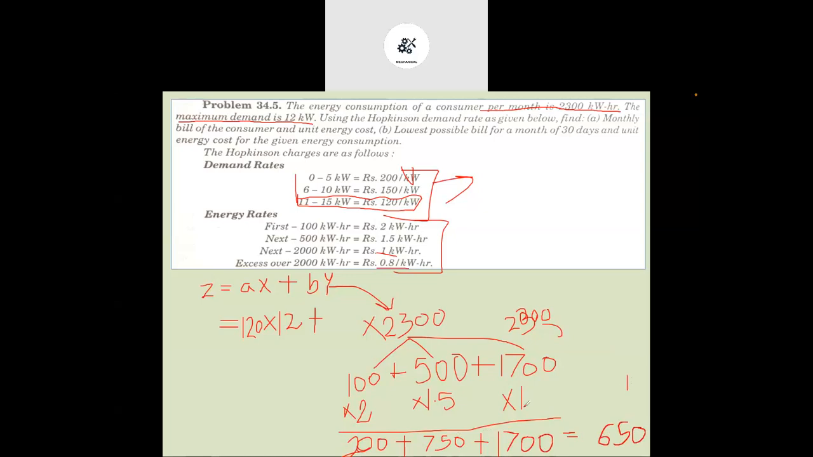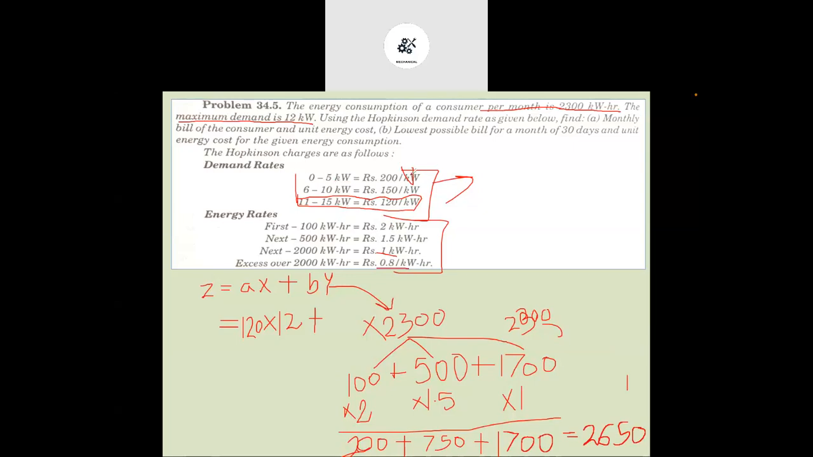Okay, the total is 2650. That is the total rupees required, or this is the total cost related to the consumption of electricity.